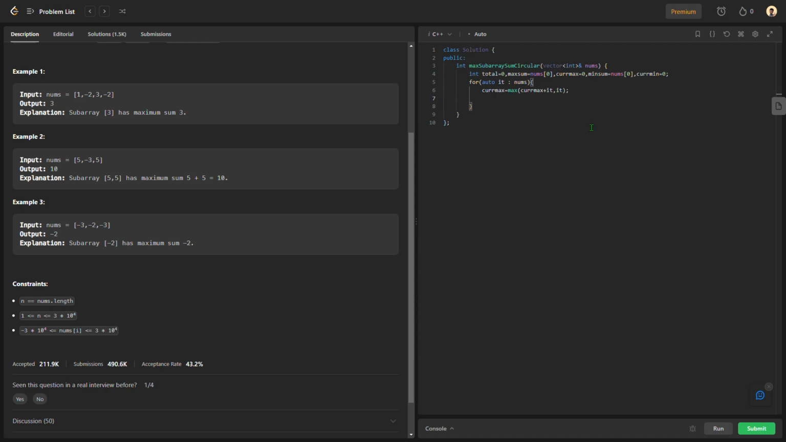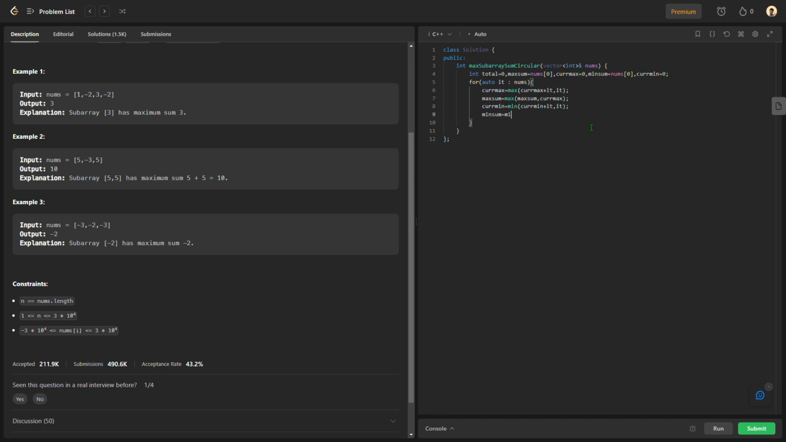So my current max stores the subarray that is giving me max, and up till what I have received subarrays, their max is going to be stored in maxsum, which is equal to max of maxsum, current max. Similar goes with minsum, that is current min is equal to min of current min plus it, comma it.